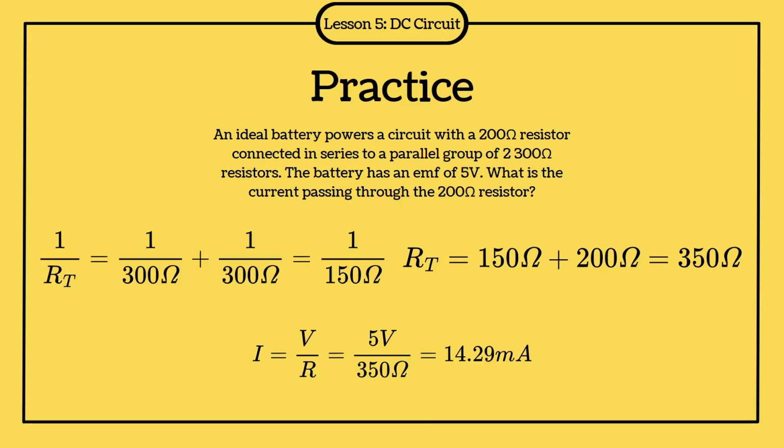And since we can pretend that this is a series circuit by replacing the parallel branch with its equivalent resistance, and we know that in a series circuit the current is constant, we can say that this is the current passing through the 200 ohm resistor. So our final answer is 14.29 milliamps of current.